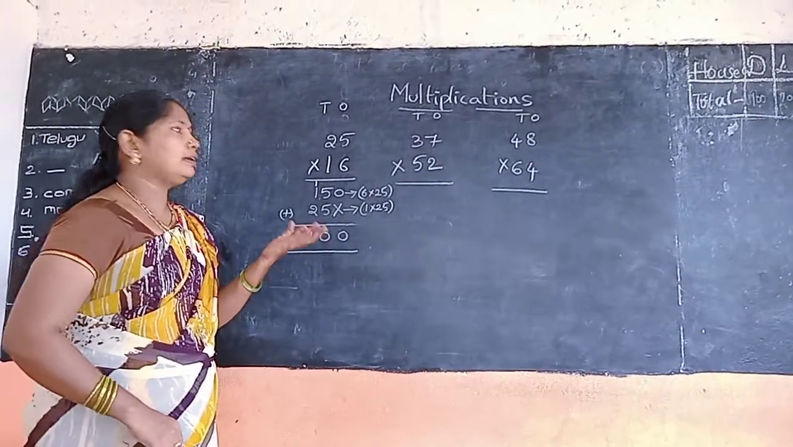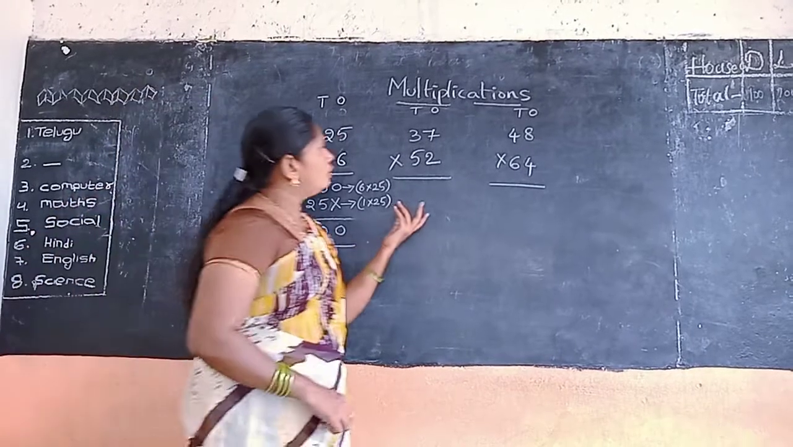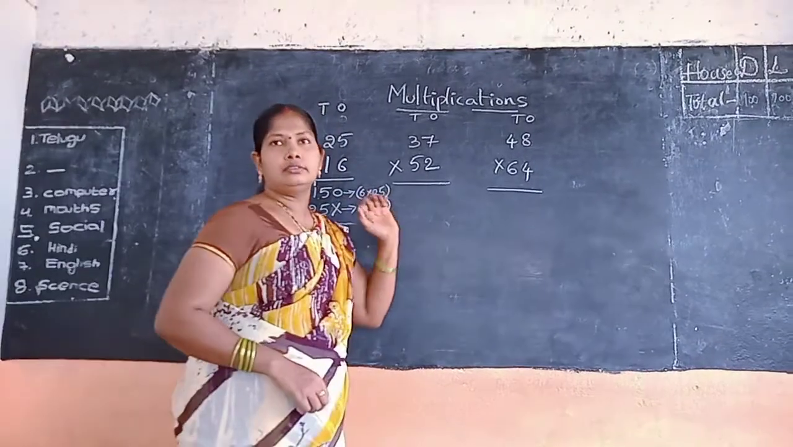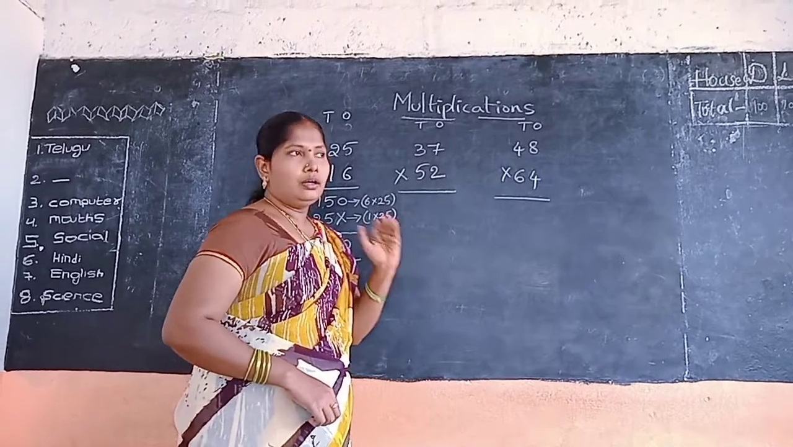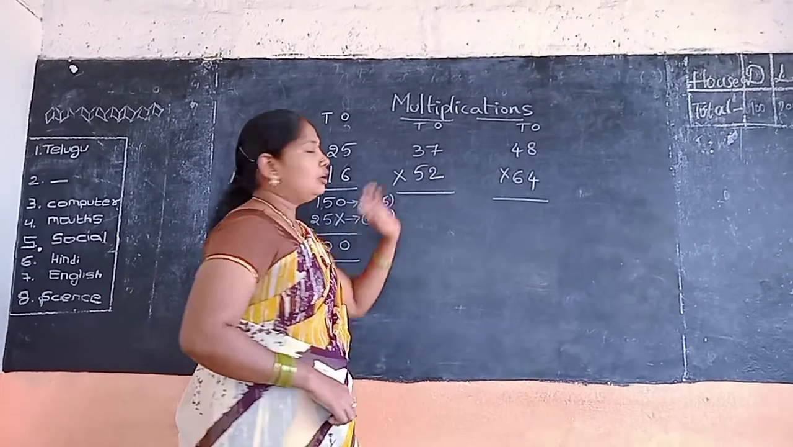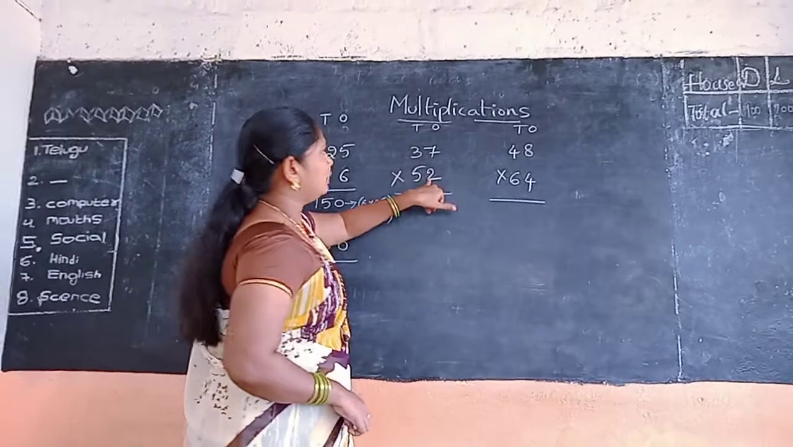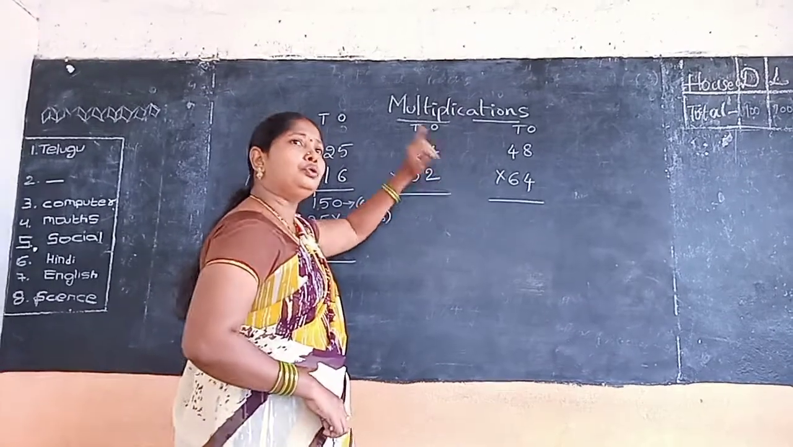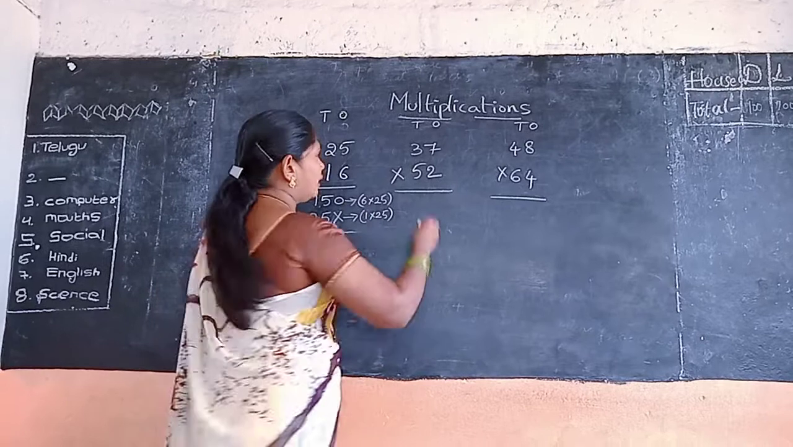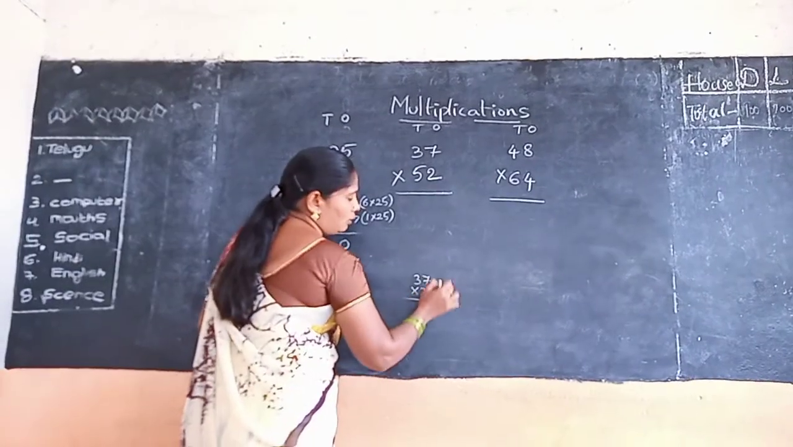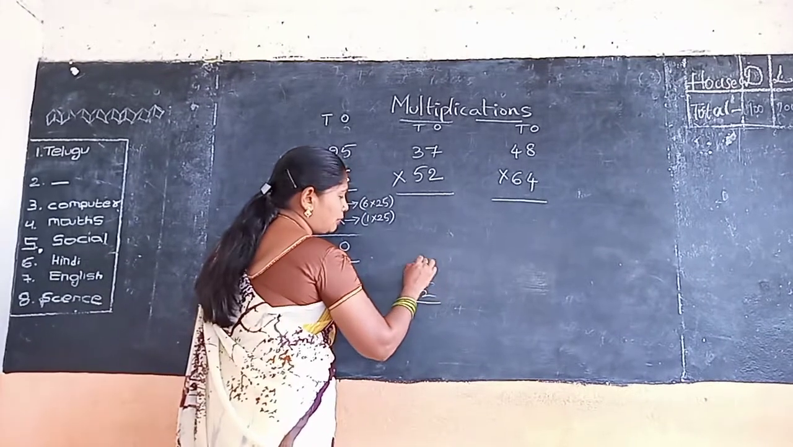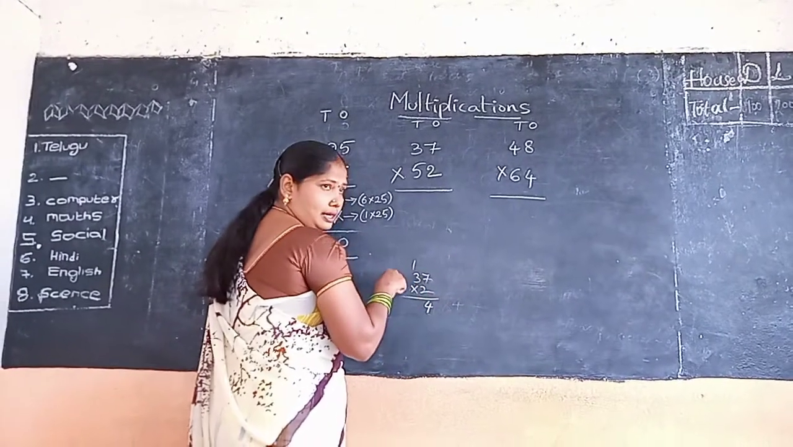Okay, I will take another example. Let us start the second one. 37 into 52. How to start first? First of all, you take 37 twos, or 2 37s. 37 twos are how much? 2 7s are how much? 14. Now carry the 1 to the 10's place value.